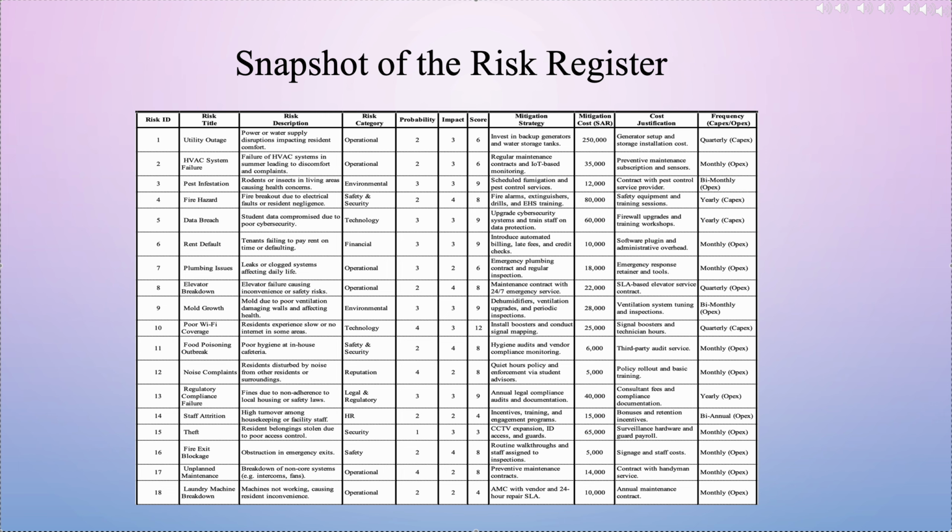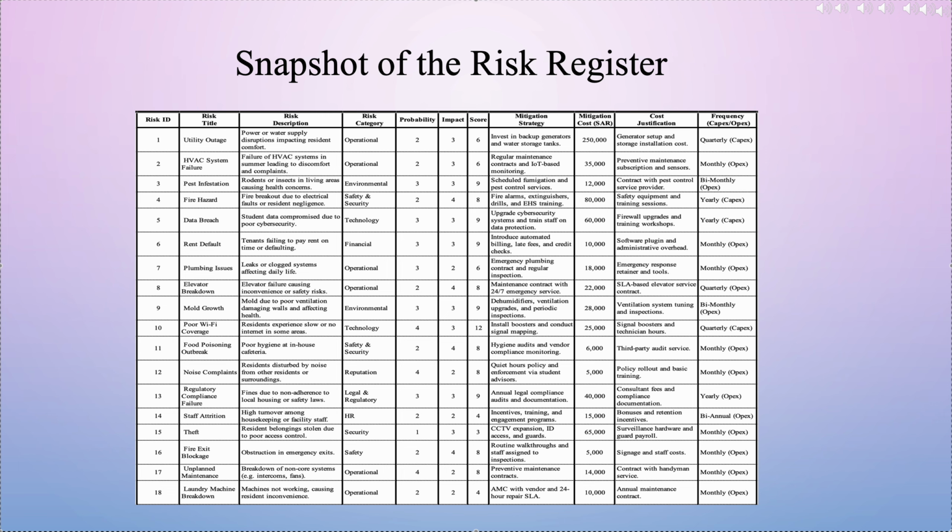Risk ID 4. This is a safety and security risk with a low probability of 2 and a medium impact of 4, the risk score being 8. Our mitigation includes fire alarms, extinguishers, drills, and an EHS training program costing about 80,000 AED. This is justified by ensuring the safety equipment and training, and is a yearly capital expenditure.